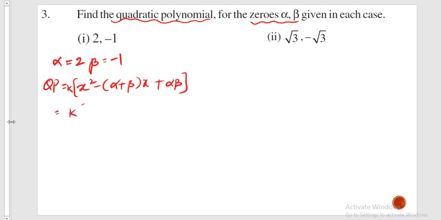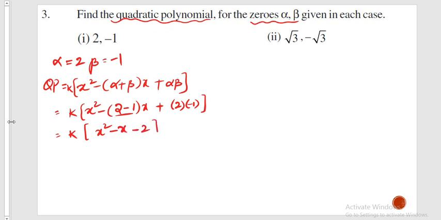So directly I can substitute here: x square minus of 2 minus 1 into x plus 2 into minus 1. What am I going to get? K times of x square, 2 minus 1 is nothing but 1, so minus x minus 2. Here I put k is equal to 1. Then my quadratic polynomial becomes x square minus x minus 2.